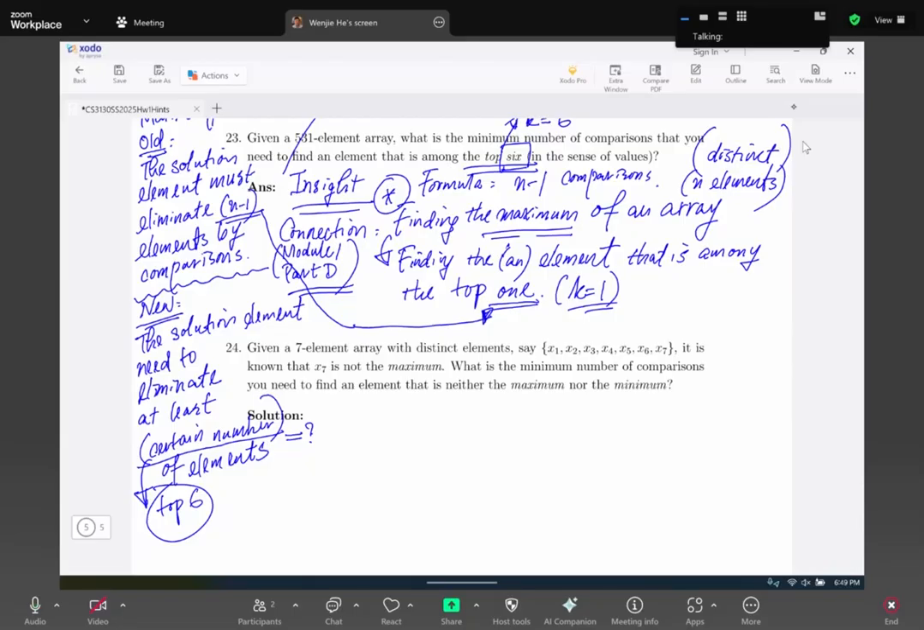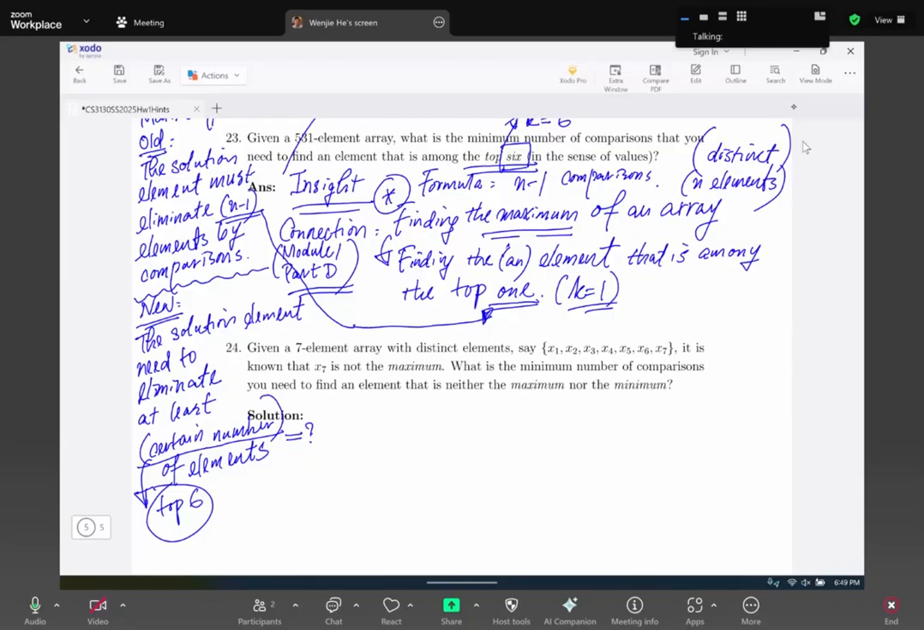Then when you make this connection, that is the insight. Because that's the insight. So if you understand this insight well enough, then you can find a solution quickly. Okay, all right. So that is question number 23.